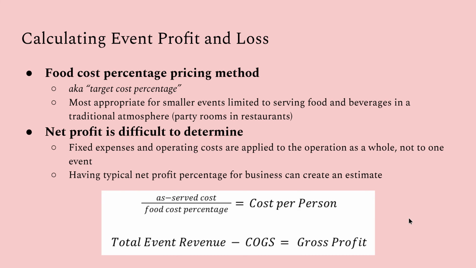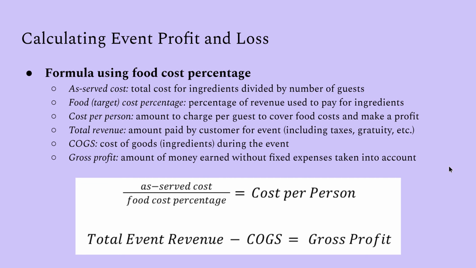Our formulas here, we're going to see on the next page as well. But to find the cost per person, this is when we factor in the as served cost, which is just the cost per plate, and ingredients divided by the food cost percentage, or again, that target cost percentage. That is the cost per person. And then taking the total event revenue, again, how much the customer paid for the event, minus the cost of goods sold, everything that was needed for the event, is going to give us our gross profit. So the formula using food cost percentage, we're taking into account the as served cost.